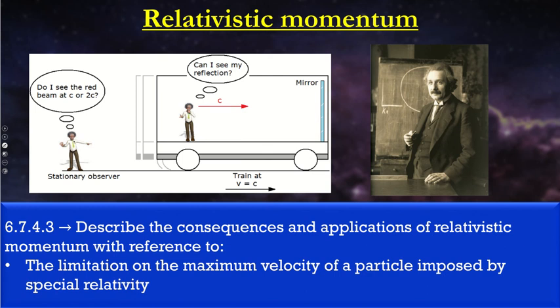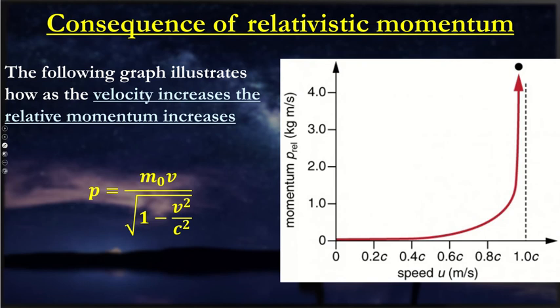So what are the consequences of relativistic momentum, in terms of why this equation tells us there's a limitation on the maximum velocity of a particle imposed by special relativity? Let's have a look, okay? We know here that as we get closer to 1, or closer to the speed of light, the overall momentum is going to rise up to infinity. So that's what we said here.